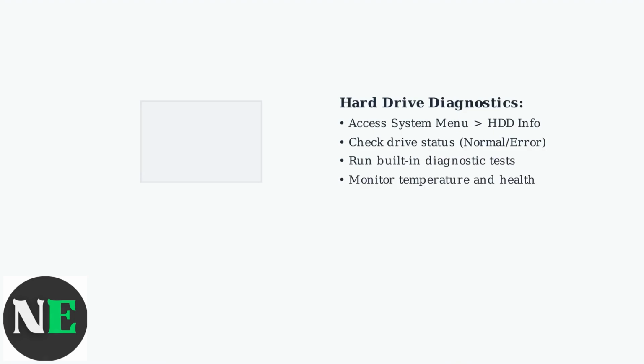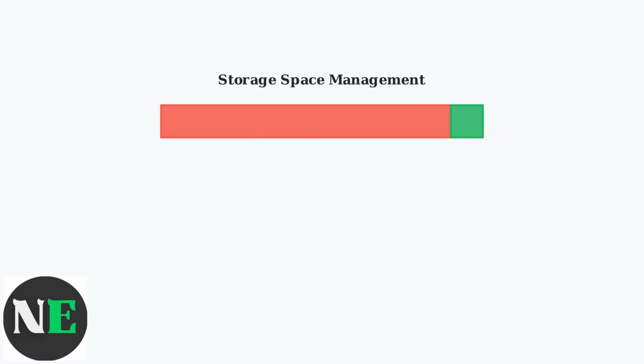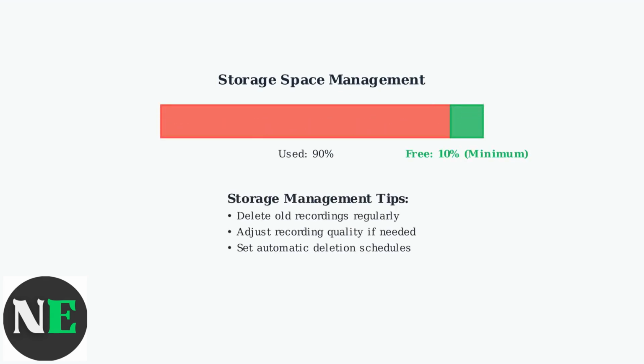First, check your hard drive status through the system menu. Access the HDD info section to view drive health, capacity, and operational status. Maintain at least 10% free storage space on your hard drive. Insufficient space can cause system instability and trigger LED warning indicators.